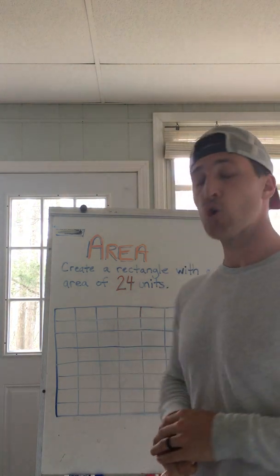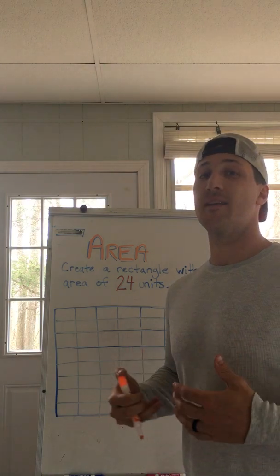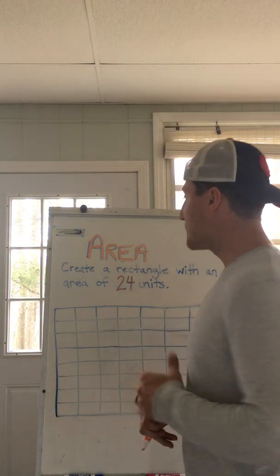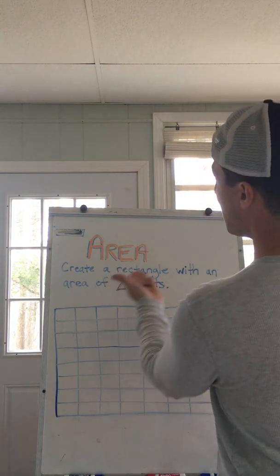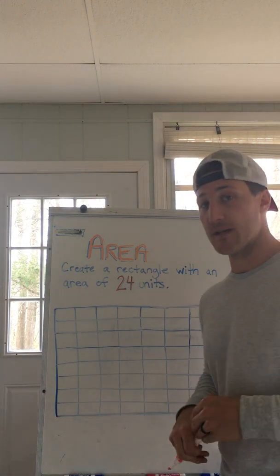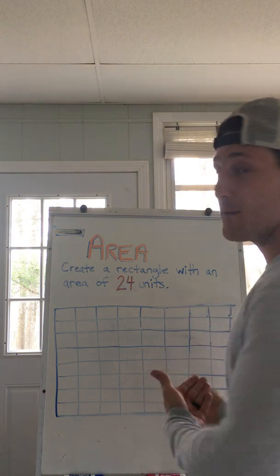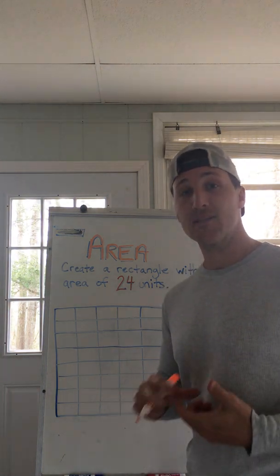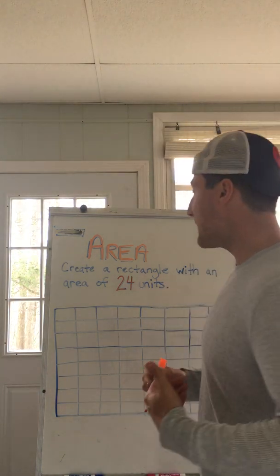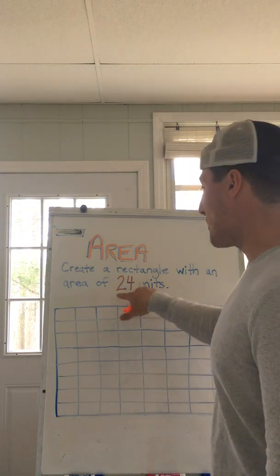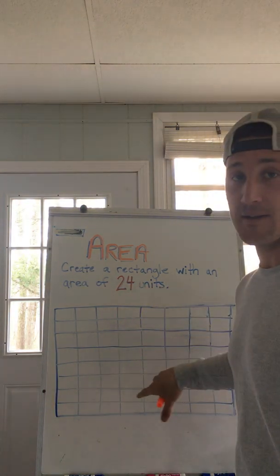Today I want to talk to you about creating our rectangle when given a specific area. So in this example behind me, we have to create a rectangle with an area of 24 units. So below that, you can see I did the best I could to create my own grid paper. And grid paper is great because it creates those unit squares for us. So really, we're just making a rectangle that fills up 24 of these little squares in here.